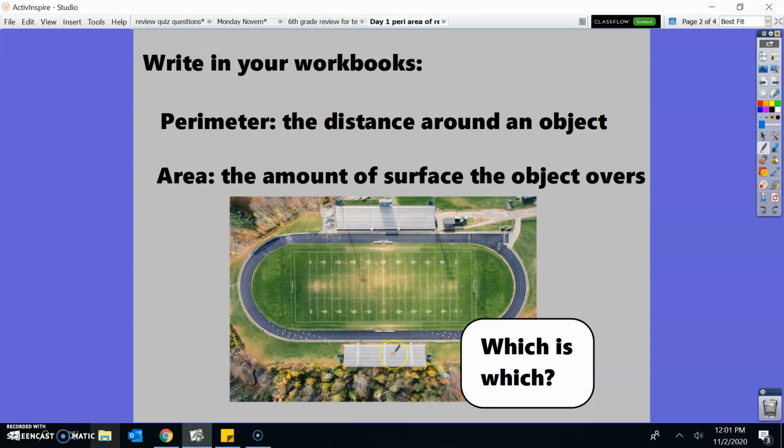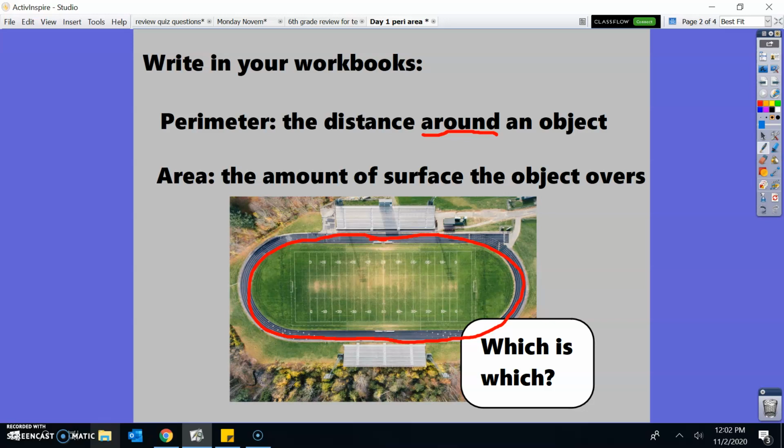I don't know about you guys, but I love watching football right now this time of year, especially watching the Eagles. And in order for us to visually understand the difference between perimeter and area, we can use a football field or the two rectangles in your workbook to help you. So the first definition I want you to jot down is the definition for perimeter, which is the distance around an object. The key word here is around. So if I looked at this football field and I wanted to know the perimeter of the football field, I want to know how much space there is around the football field.